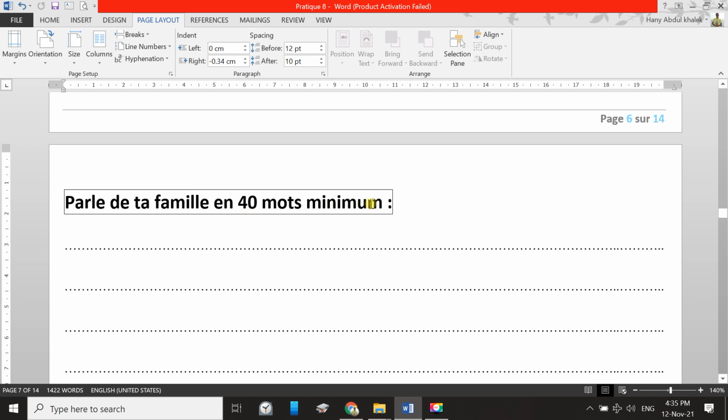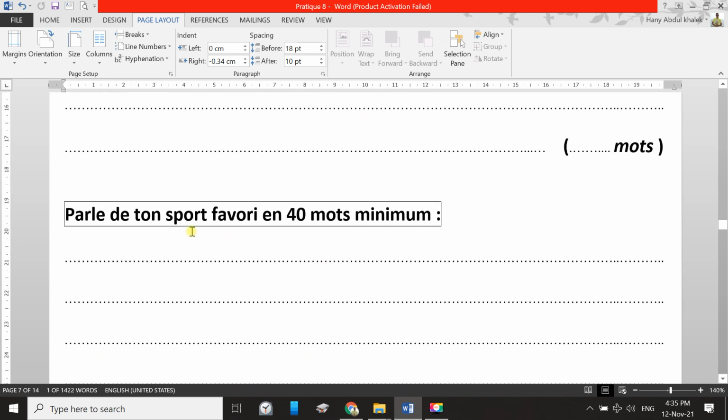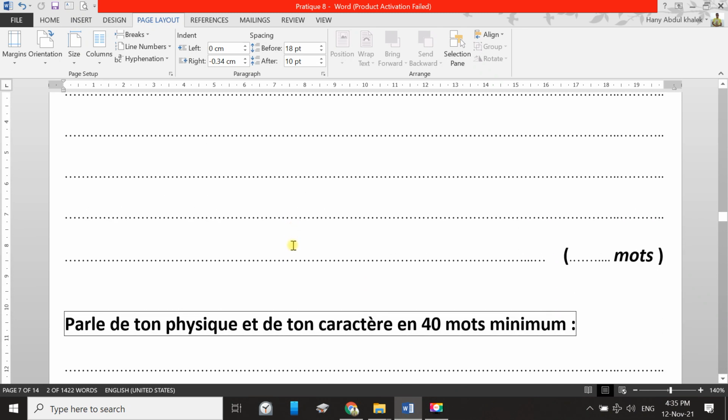So here, try to revise it. If you did it well in the oral exam, it will be very easy for you. Talk about your family en 40 mots minimum. Here, that's number 1, décris ton physique. And one of these 3 will come. The third one, parle de ton sport favori. What's your favorite sport? Pay attention. One of these 3 will come in the exam.